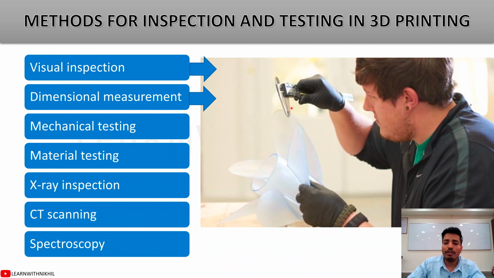You have the digital vernier caliper here, which will measure whether the dimensions are accurate or not. If it is accurate, it passes. If it is not accurate, then you have to redo the things, or you have to do the sanding operation. You have to get the proper dimensions. The dimensional measurement is also recorded in this. So visual inspection, dimensional measurement.